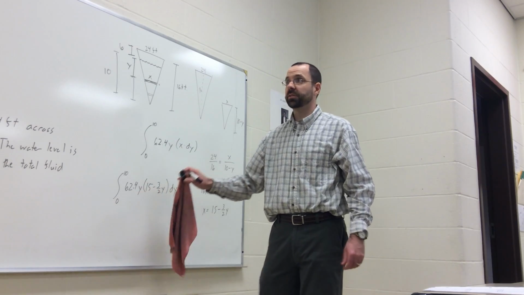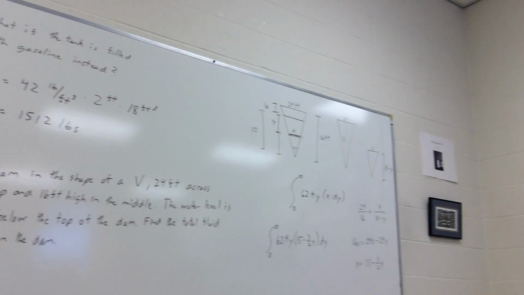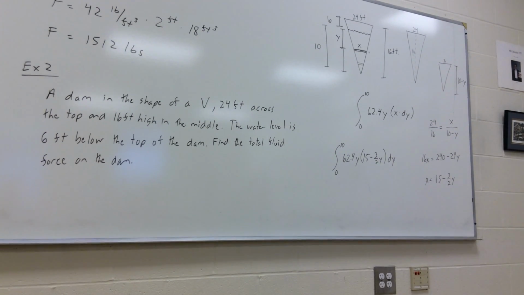Now I'm going to distribute this. So that comes out to, I think it's 936, but I better double check. Yes, 936. So I'm integrating from 0 to 10 of 936y minus 93.6y squared dy.